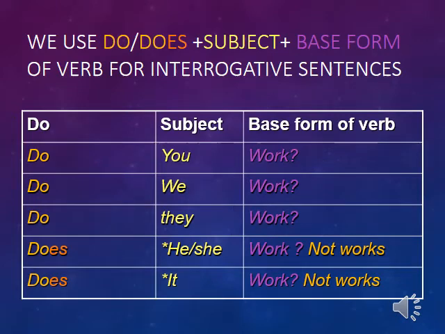So, for interrogative sentences, we use do or does plus the subject along with the base form of the verb. For example, do you work? Do we work? Do they work? But on the other hand, does he or she work, or does it work? We don't say does he or she works, and we don't say does it works.